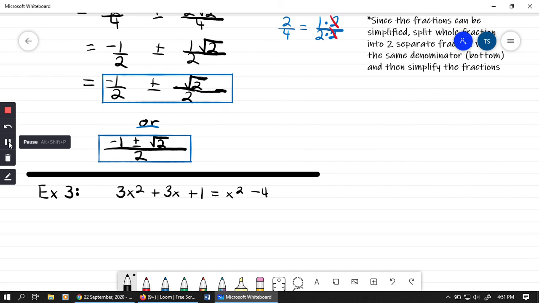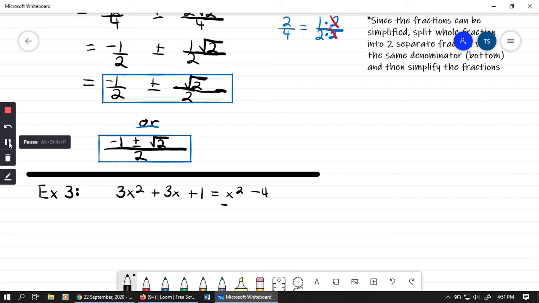So let's say we were dealing with this example here, example 3. What we want to do is make sure that our equation is set equal to 0, and also that we've got it in standard form while it's set equal to 0. So to do that, let's use some inverse operations to get things to cancel out. Let's move the terms on the right side, the x squared and the -4, to the left side.